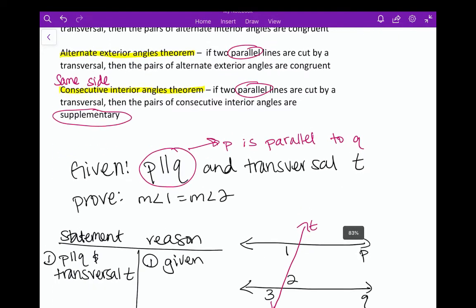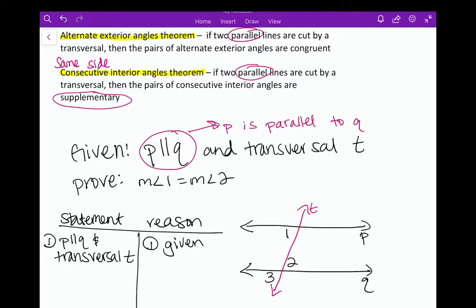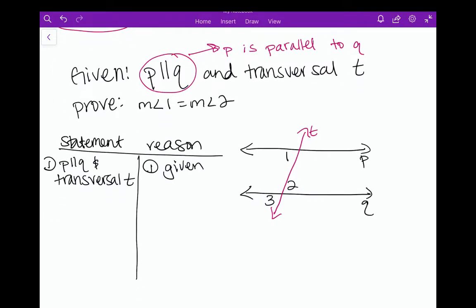So we're going to prove the alternate interior angles theorem. So here is what we're given. We're given that P is parallel to Q. Okay, so that symbol there, you need to know that that means parallel. And we have a transversal T. So the transversal cuts the two parallel lines. We're trying to prove that the measure of angle 1 equals the measure of angle 2.